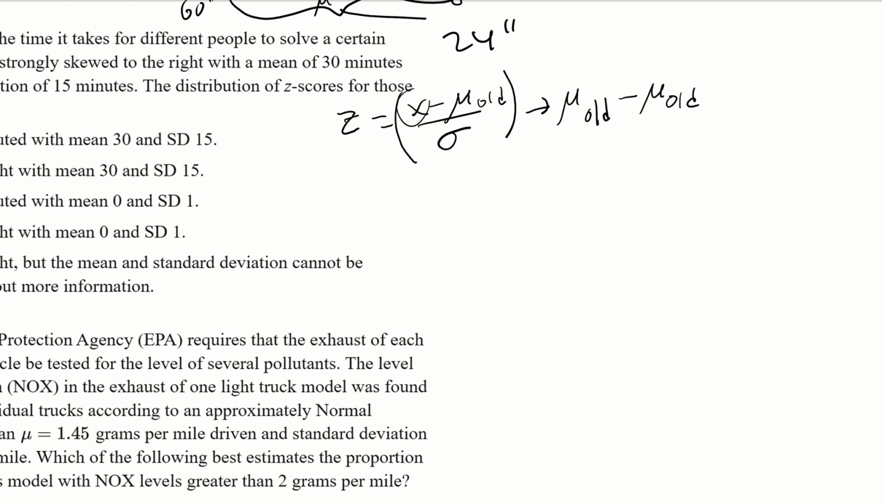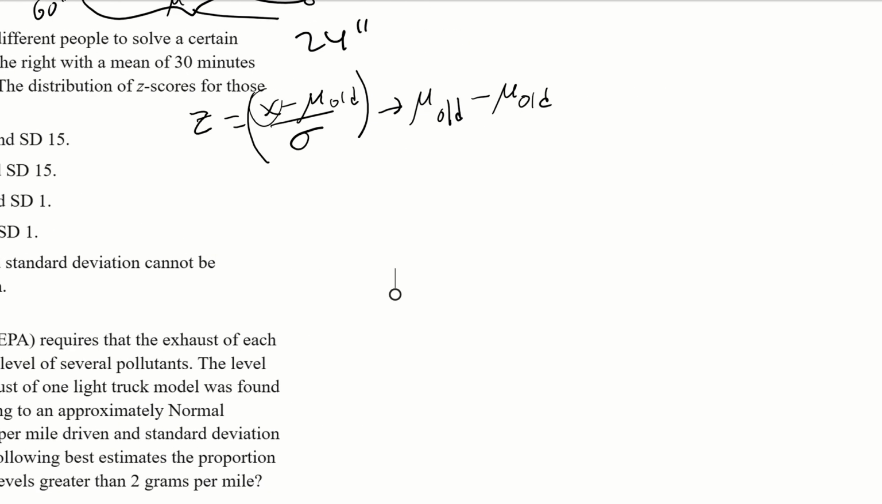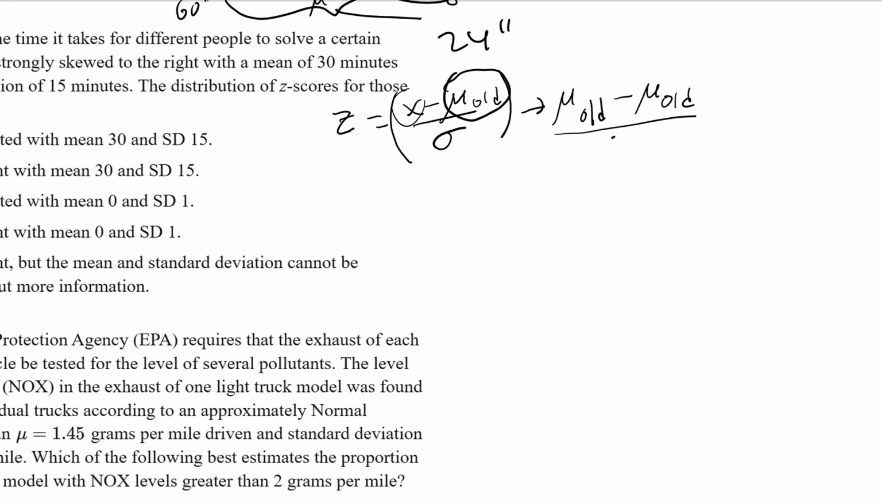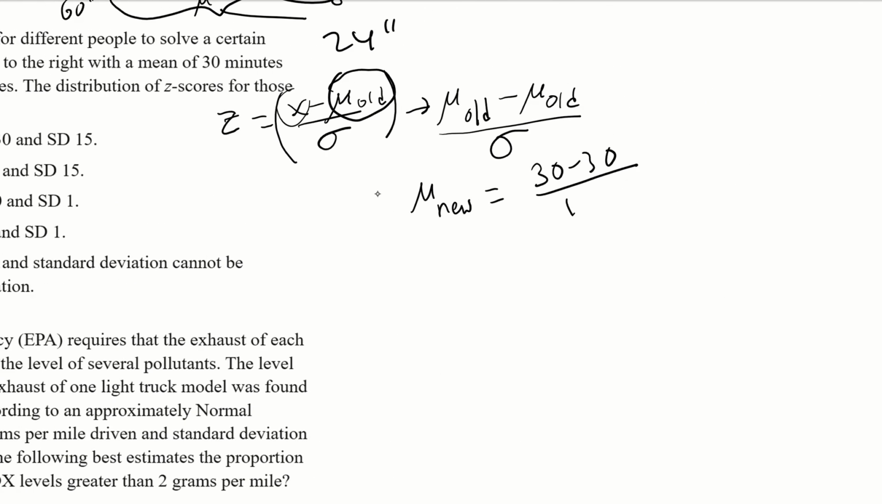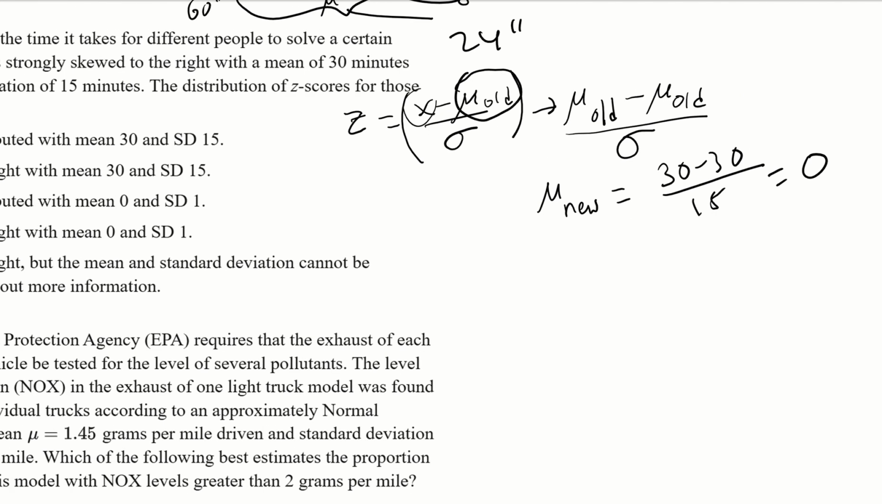And so we're just subtracting, and we subtracted 30 because that's what we're doing in the formula. So it's going to be 30 minus 30, okay? And then it says we're also dividing by the standard deviation. So the new mean is going to be the old minus the old, so it's going to be 30 minus 30 divided by the sigma. What was the sigma? It was 15, which is going to be 0. All right, so that's my new mean.